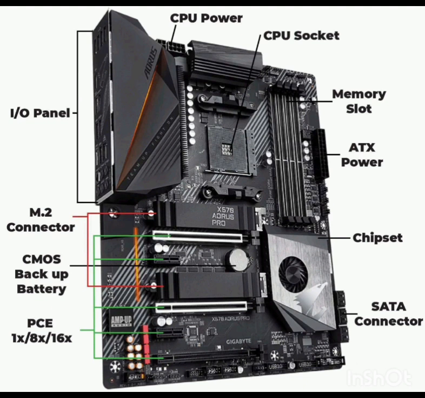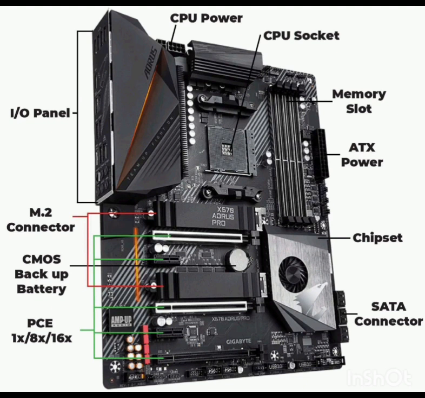The second one is CPU socket. It is the slot on the motherboard where the CPU is installed. The socket type determines the type of CPU that can be used with the motherboard, and it is designed with thousands of pins or contact points for power and data transfer between CPU and the rest of the processors on the motherboard.